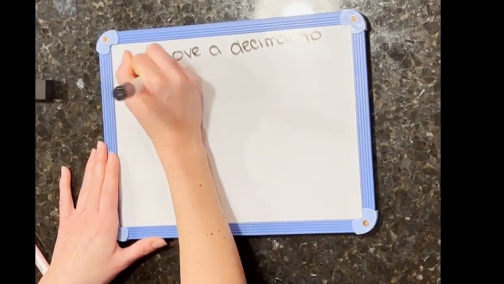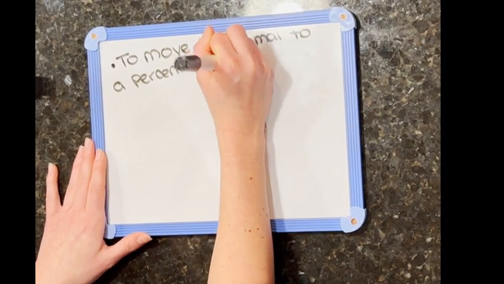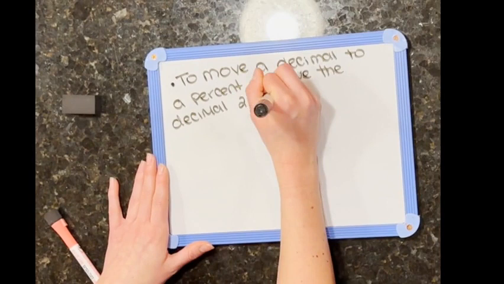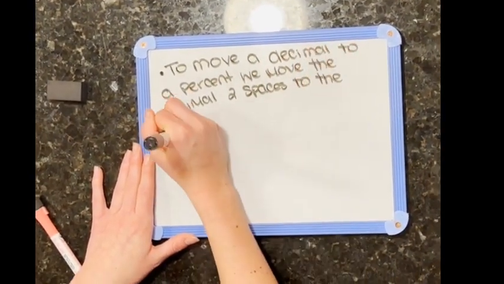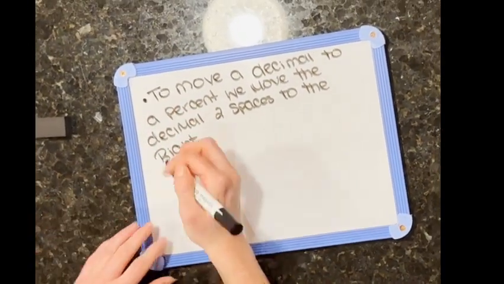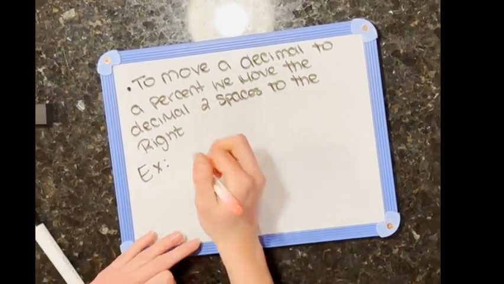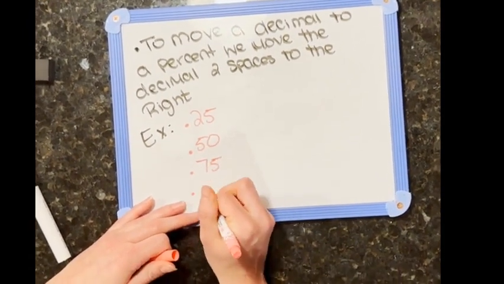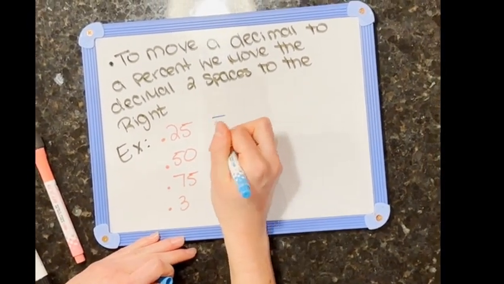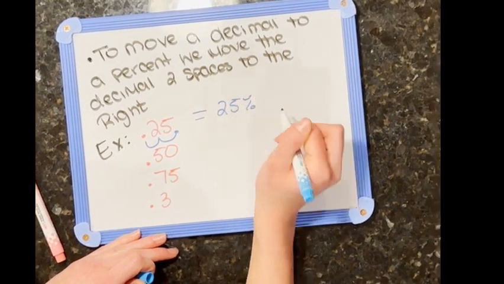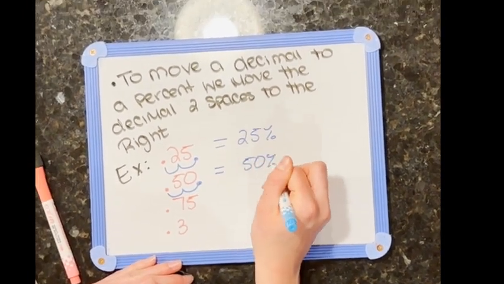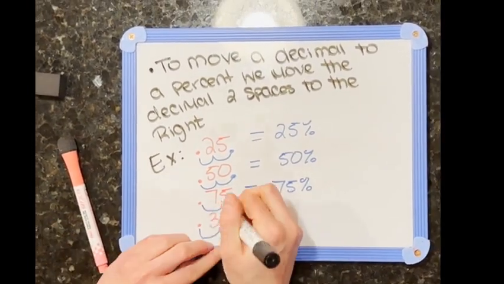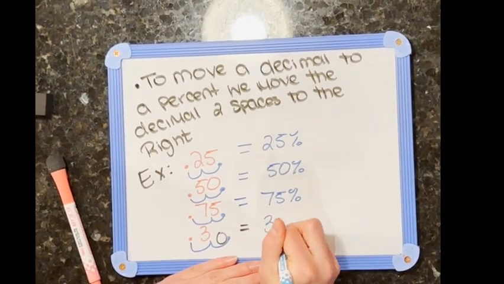To move a decimal to a percent, we always move the decimal 2 times to the right. So if we are moving, these are 3 examples. 0.25, so we move it 2 times, which becomes 25%. If we used 0.50, we moved it 2 times, it becomes 50%. If we have 0.75, we move it 2 times, it becomes 75%.